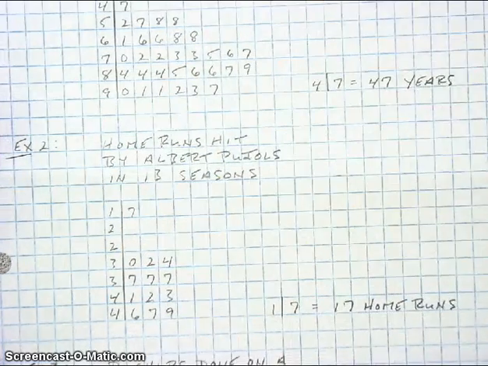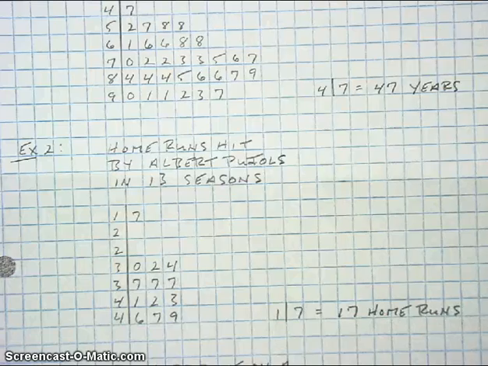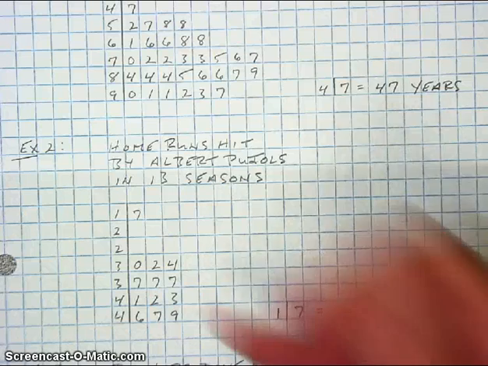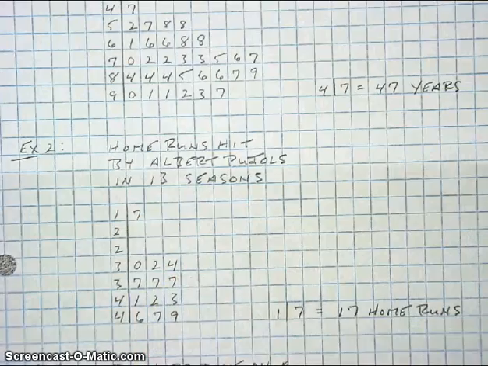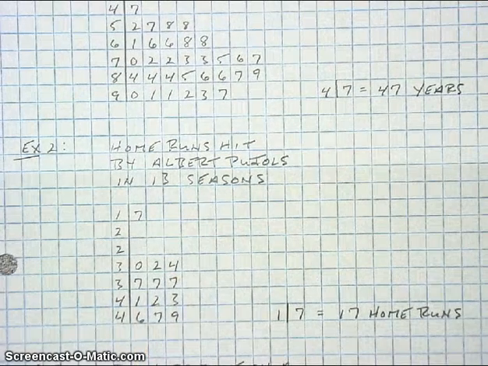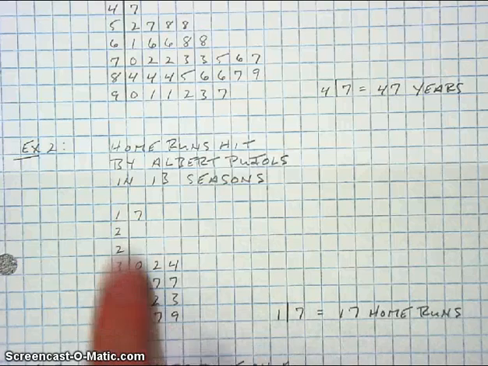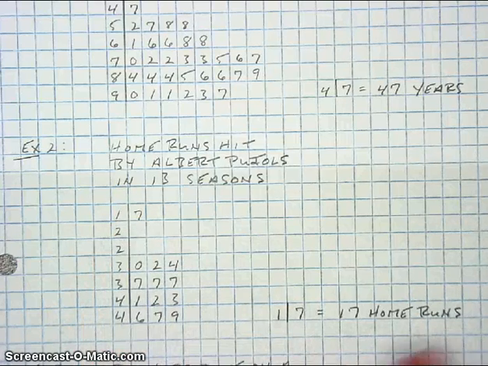Now, these two stems don't have any leaves with them, but they still have to be included in order to give a proper and realistic idea of what the data look like. You have to include stems that are empty if they are between the minimum and the maximum values from the data set. So that's an important rule to remember. So what we have here is 1|7 represents 17 home runs.